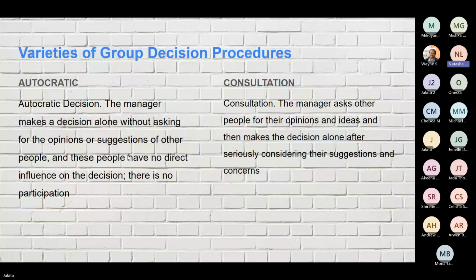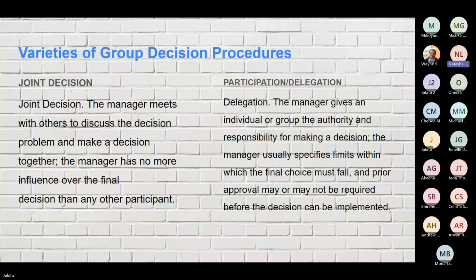Then you have consultation. The manager asks other people for their opinions and ideas and then makes a decision alone after seriously considering their suggestions and concerns. Then we have joint decision. The manager meets with others to discuss the decision problem and make a decision together. The manager has no more influence over the final decision than any other participant.